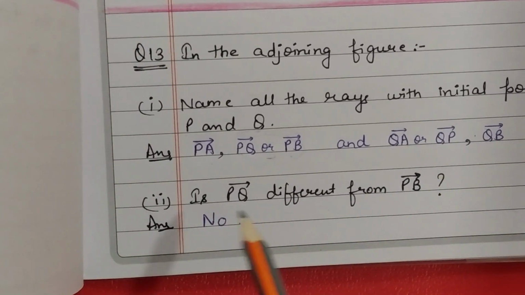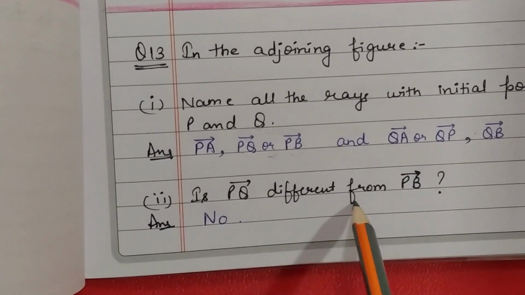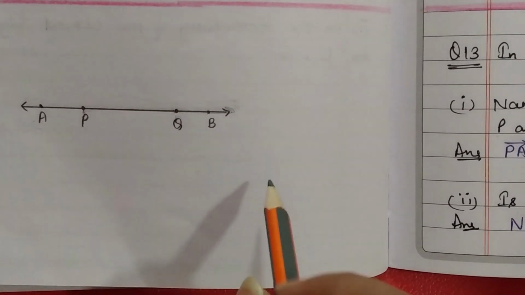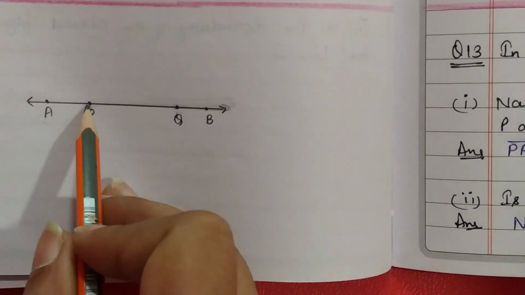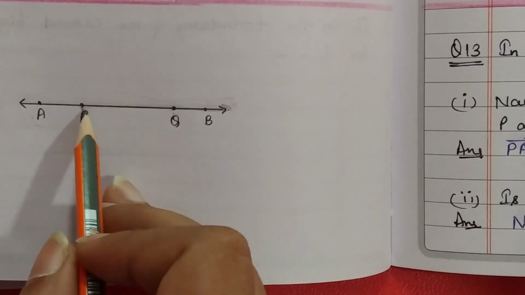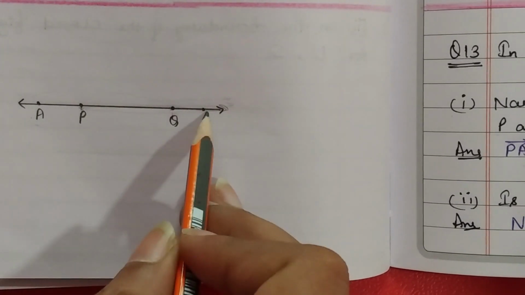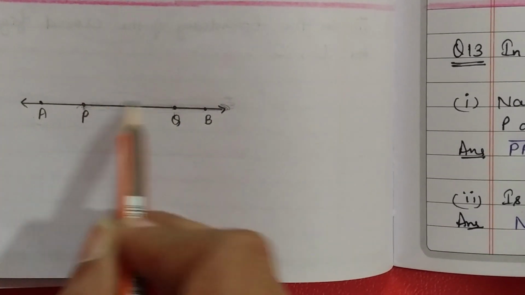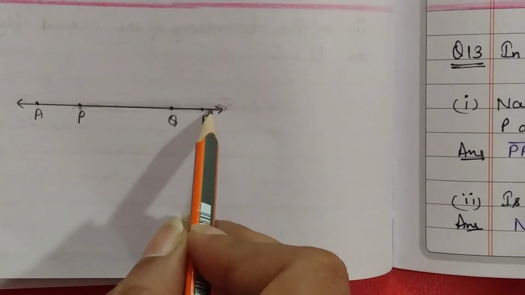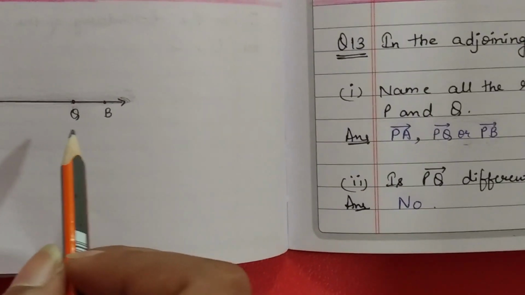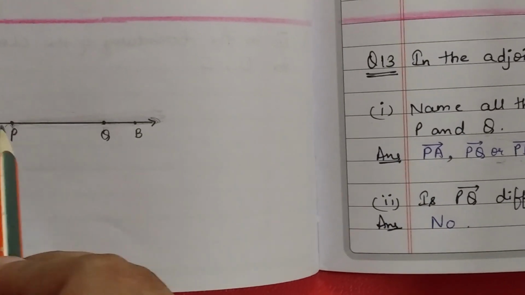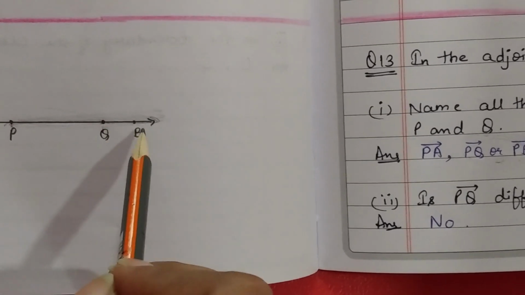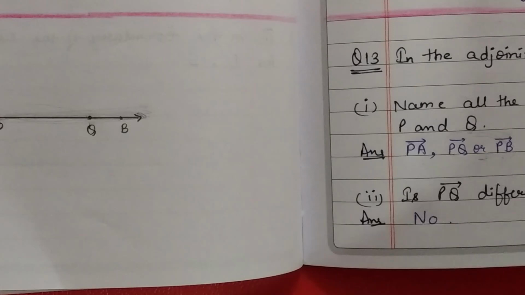Okay. Now, is PQ different from PB? As we have discussed right now, what is PQ? This is PQ, and this is the initial point. This is PB, and I told you both will represent the same ray. So no, they are not different, they are just the same. So we have written no. You can write a full complete answer also: no, PQ is not different from PB, or simply you can write no.